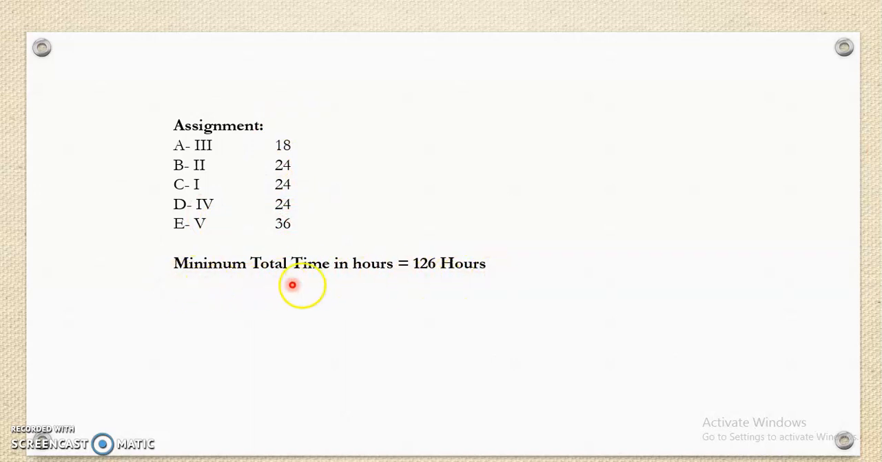So this is a case of an assignment problem having a unique solution. We will discuss the multiple solution case in the next lecture.